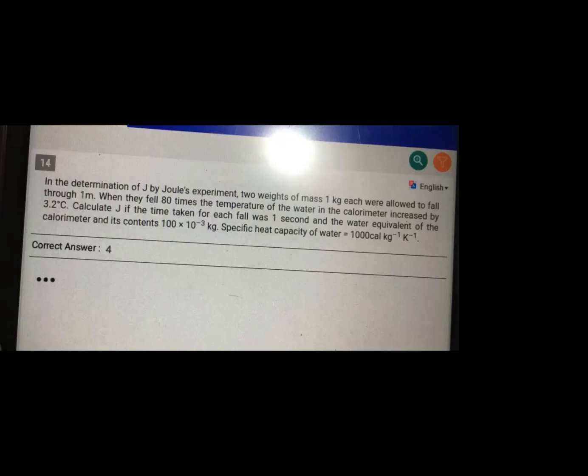If they had been in free fall, they should have fallen through 5 meters. But inside the water, they're falling through only 1 meter, no? So from that, you can calculate. Time is given as 1 second. So what is the rate of acceleration inside water? You can calculate that. So from that, you will get the reaction force or the viscous force.